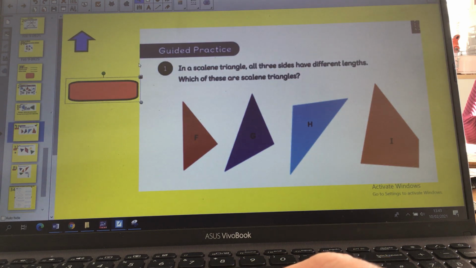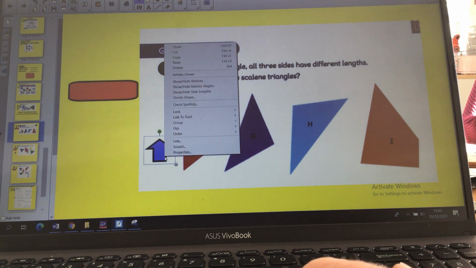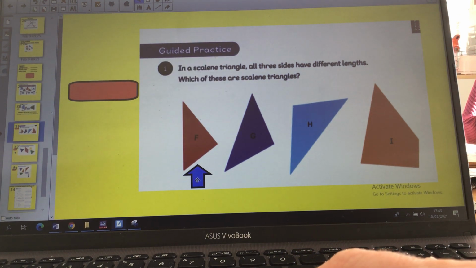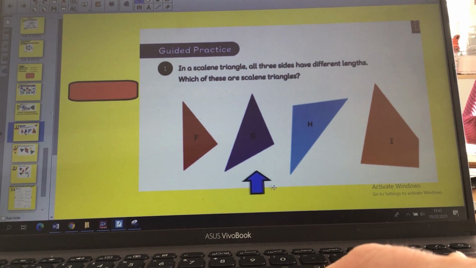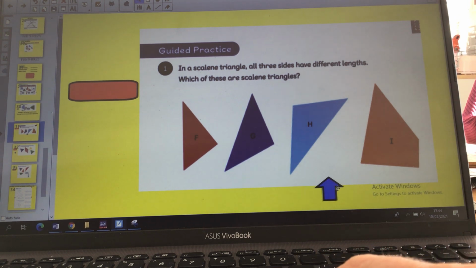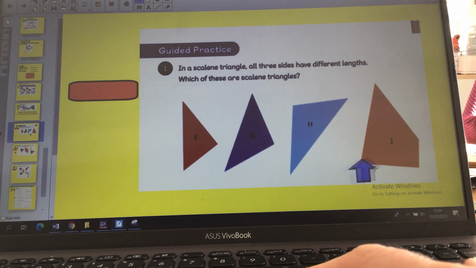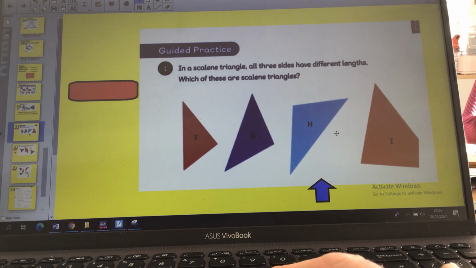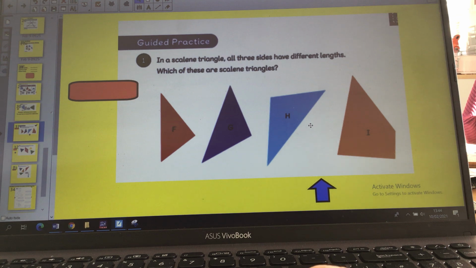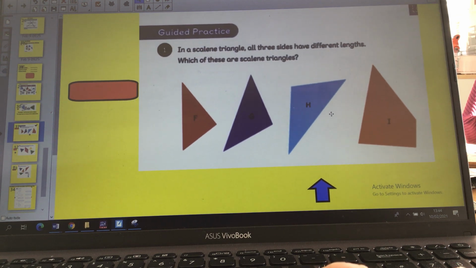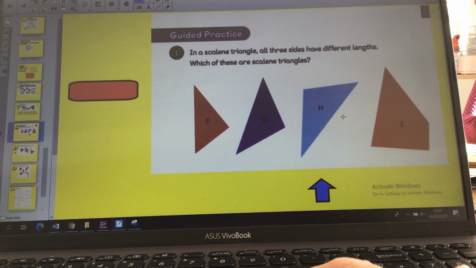So in guided practice it says, in a scalene triangle, all three sides have different lengths. Which of these are scalene triangles? So here we've got our four shapes. And there's something you should do straight away because you are actually sorting triangles. One of these shapes, you'll think, oh my goodness me, that's not even a triangle. Can you see which one is not a triangle, children? Yeah, this one at the end here. If you can't quite see it, I'll move it across a little bit. That one is not a triangle. It's a quadrilateral. It's got four sides.